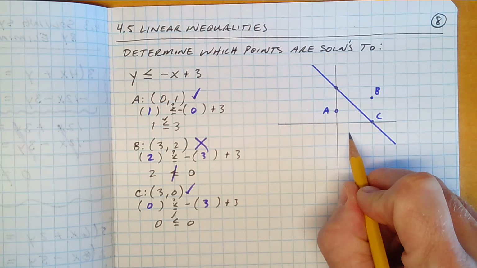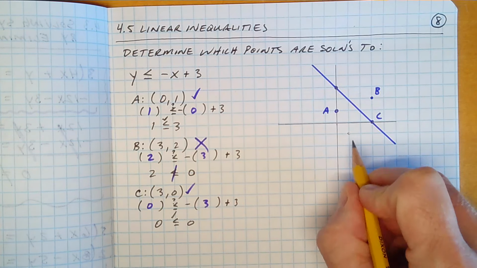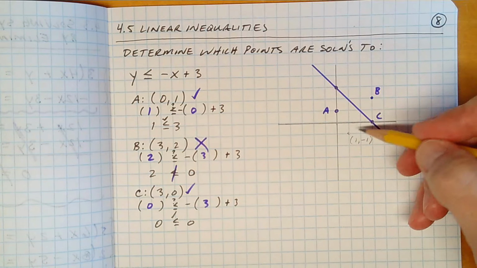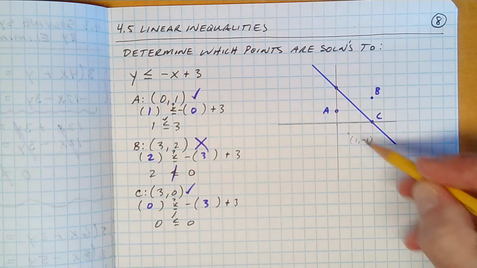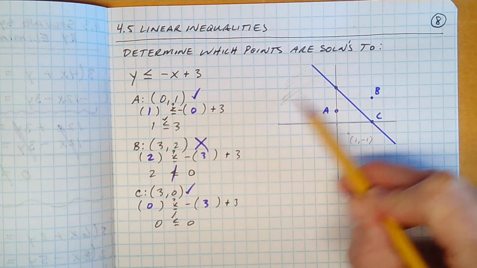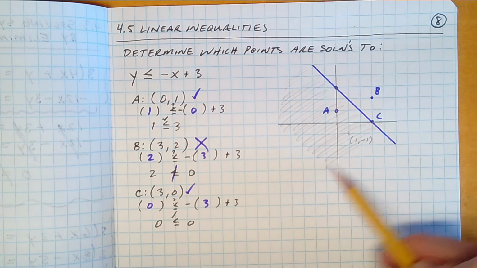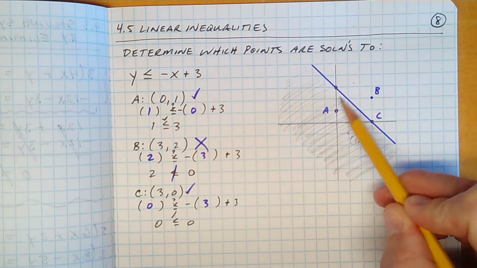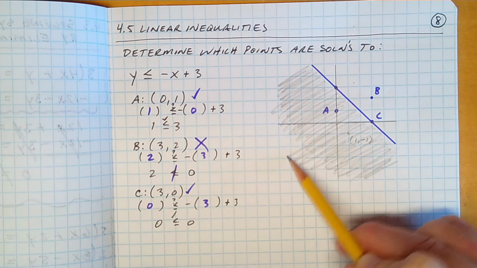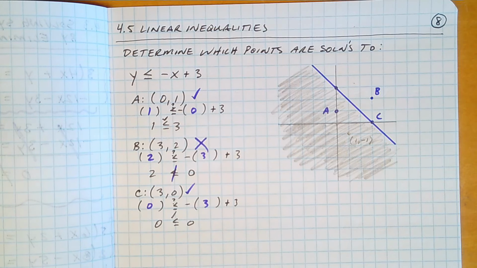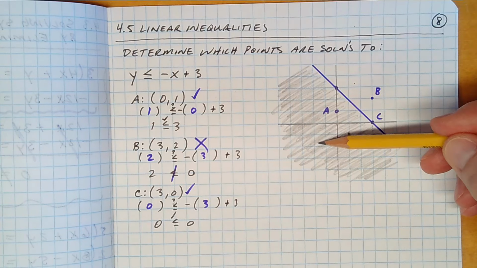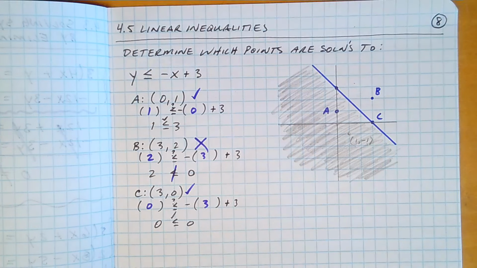So what would that tell us about this point, 1, negative 1? Is it a solution? Well, of course it is, because it's on the same side of this line as A. And there's an infinite number of points on this side of the line. So what we do is we actually shade the side of the line that are the solutions to the inequality. So I would make my graph look like that. All of these are shaded because all of these points, if I plug any of them into this inequality, are solutions to that inequality.